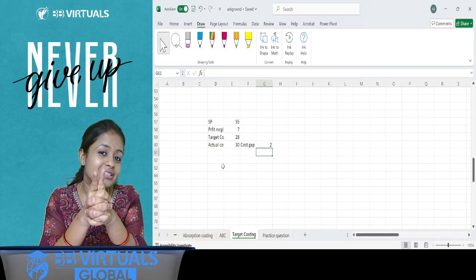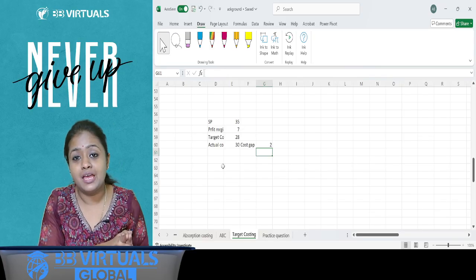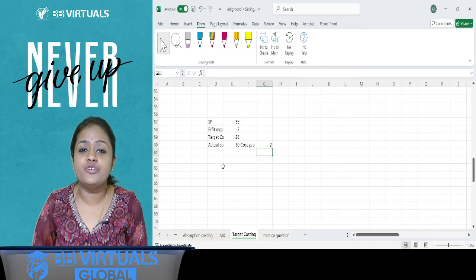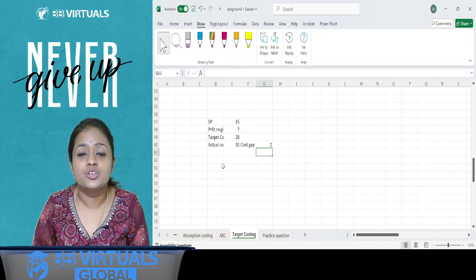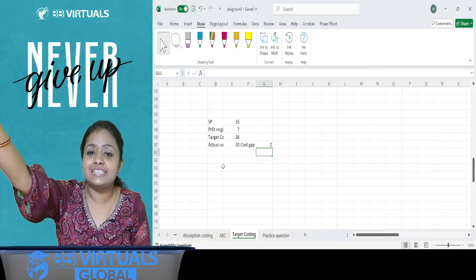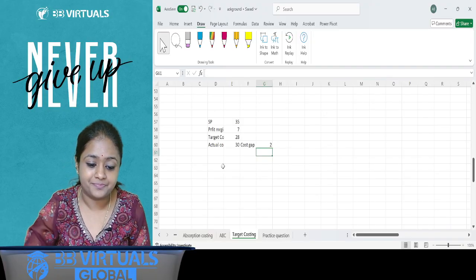So now you know what is the target cost, guys. In this competitive market, all of us, be it service industry or product industry, need target cost to be calculated, because we have the selling prices fixed. We know the target selling price will reduce the margin and we will arrive at a target cost.